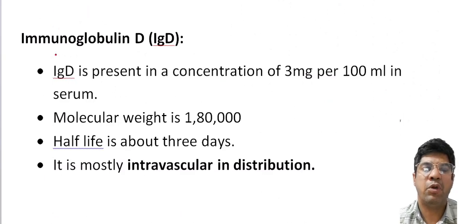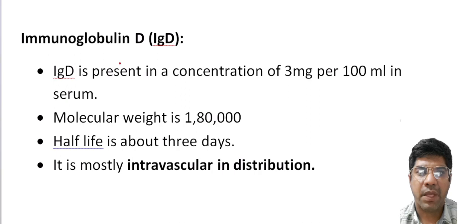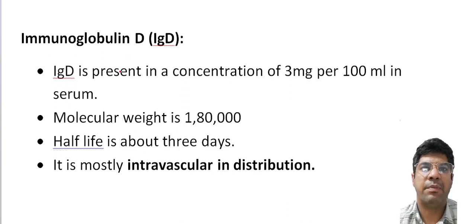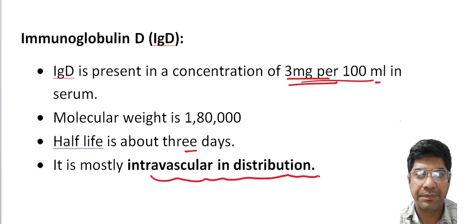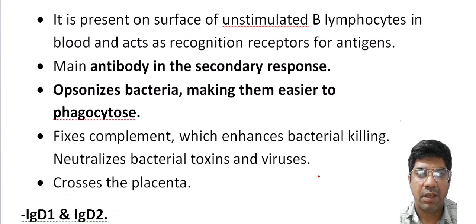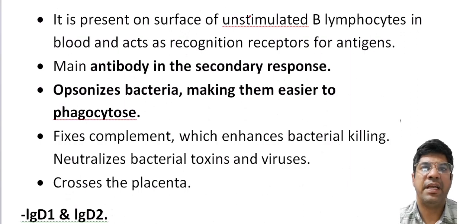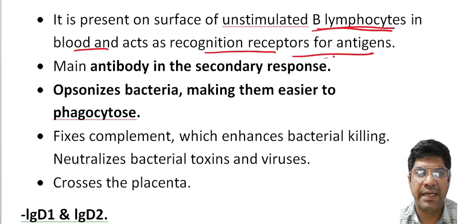The next is immunoglobulin D. Immunoglobulin D is present in the bloodstream at a concentration of about 3 mg per 100 ml. Its half-life is around 3 days and it is mainly intravascular in distribution. It is present on the surface of unstimulated B lymphocytes in the blood, and it acts as a recognition receptor for the antigen.